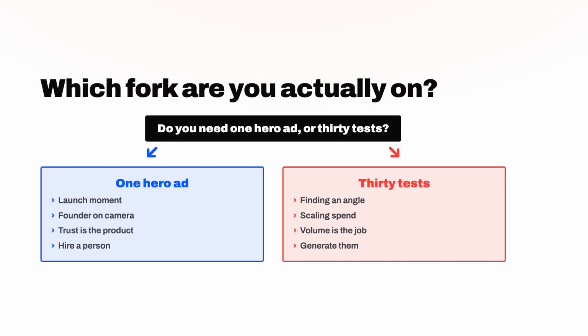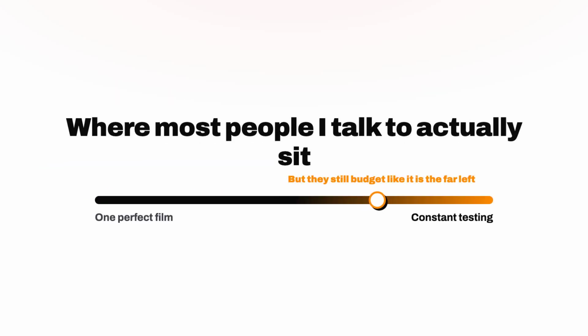So which fork are you on? If you need one hero ad for a launch, that's a completely different decision to needing 30 tests every month. Most people I talk to are somewhere around here, much closer to needing volume than they think, and still budgeting like they need one perfect film.